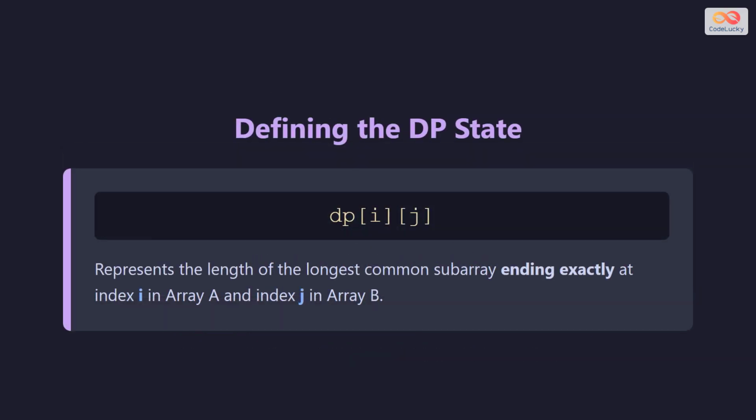We will use a 2D grid, or table, to store our results. Let's define dp[i][j]. This value represents the length of the longest common subarray that ends exactly at index i in the first array and index j in the second array.